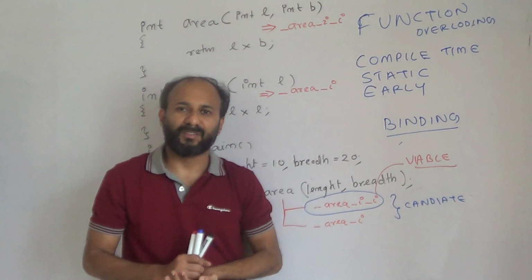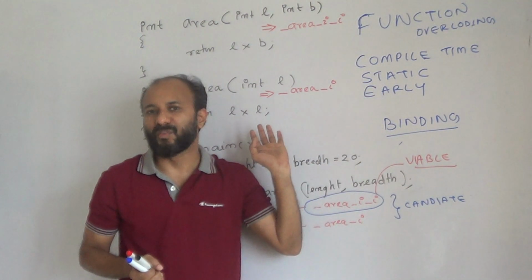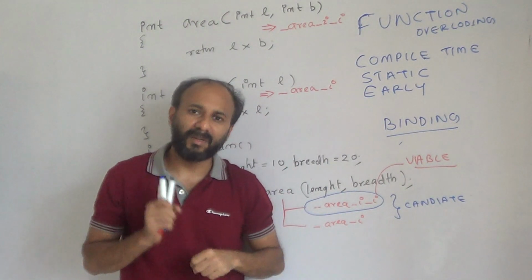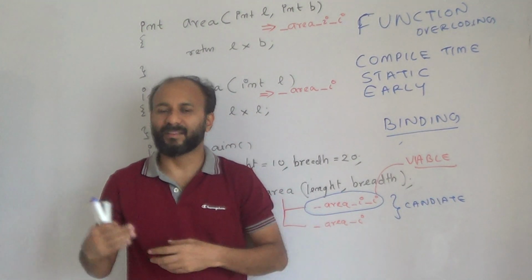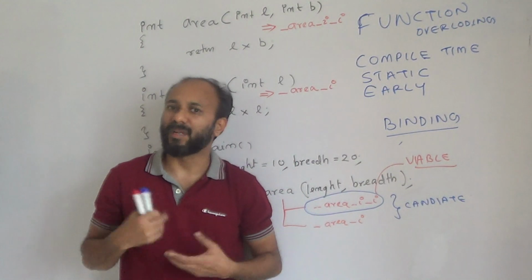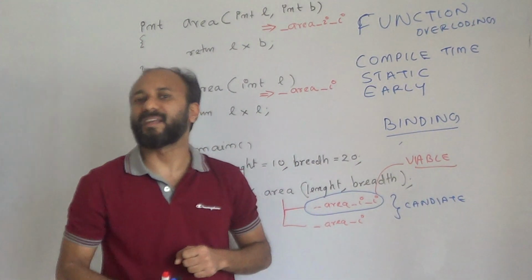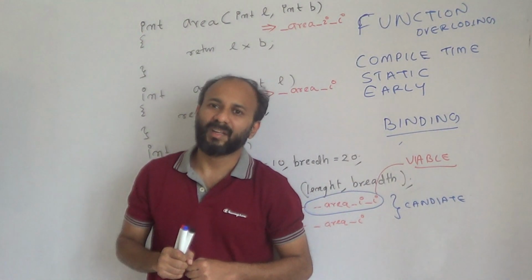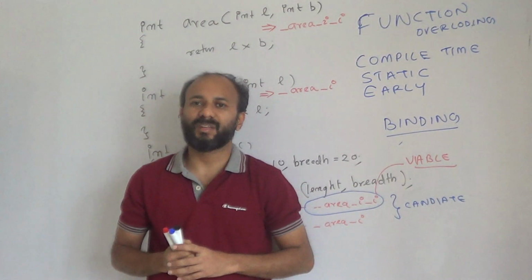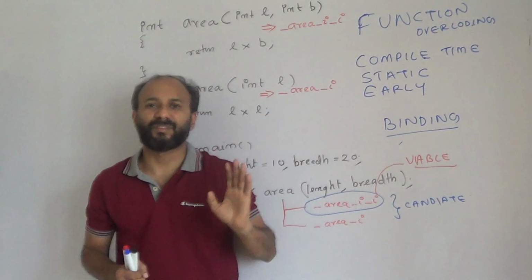Hope you understood the concept of function overloading. Function overloading is nothing but a single function name which has multiple function definitions, but the function call resolution takes place at compilation time only. That is why it is also known as compilation time polymorphism.